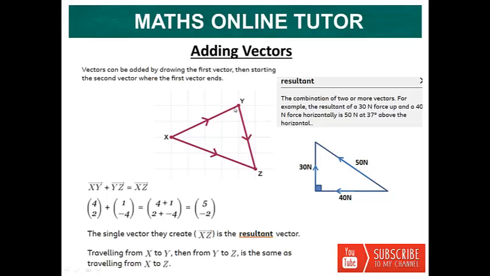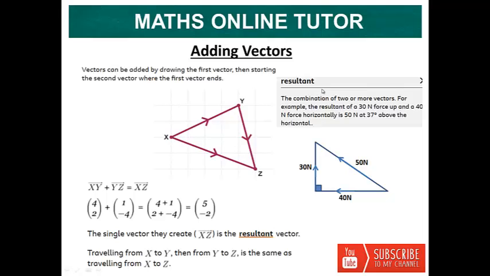So if I add xy vector to yz vector, then I can find the resultant of that. The resultant will be xz vector. This means that I can move from position x to z by following an alternate path, which is from x to y and y to z.